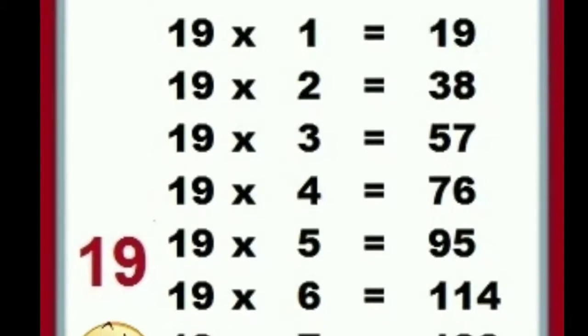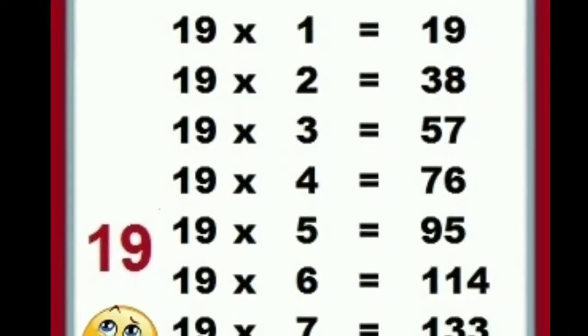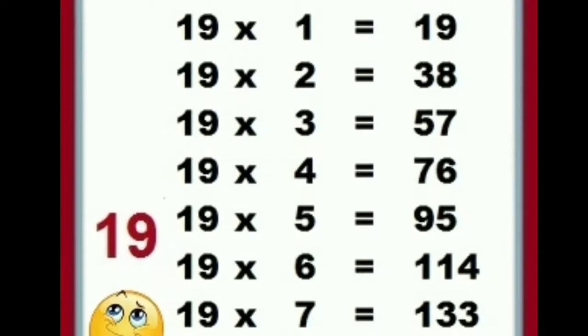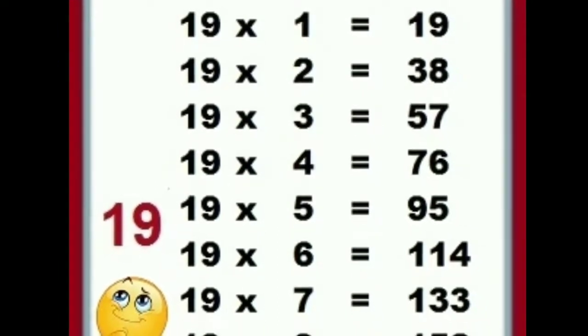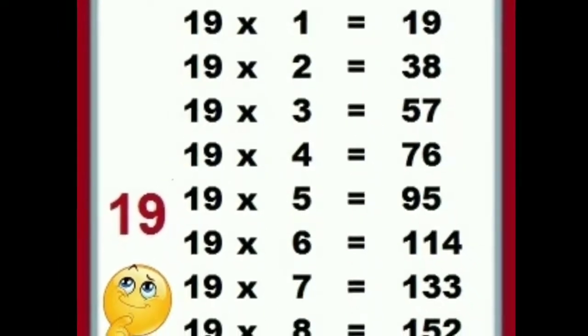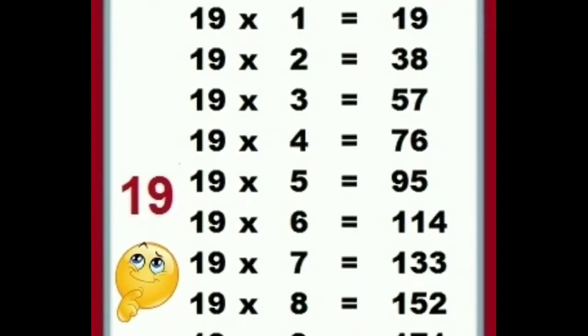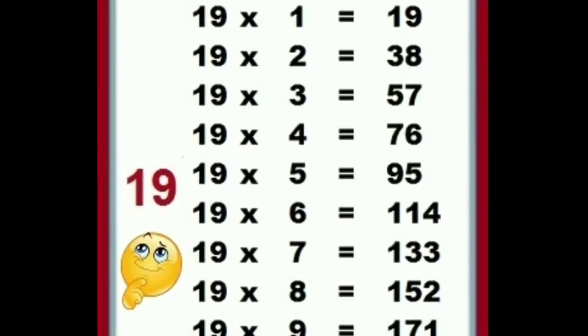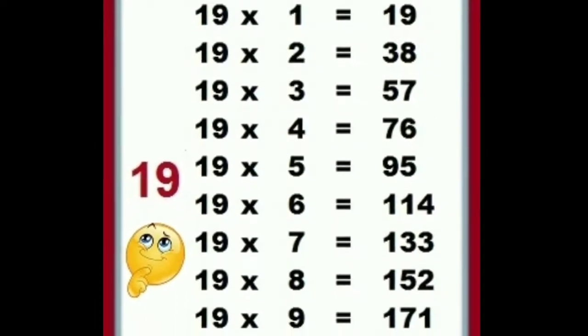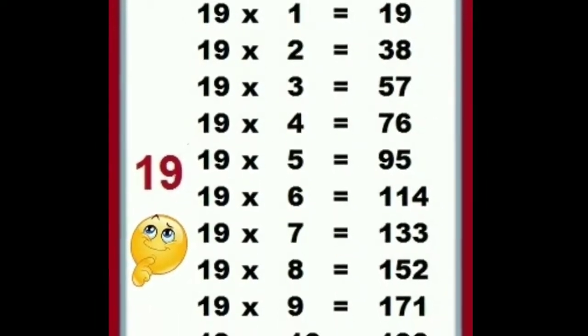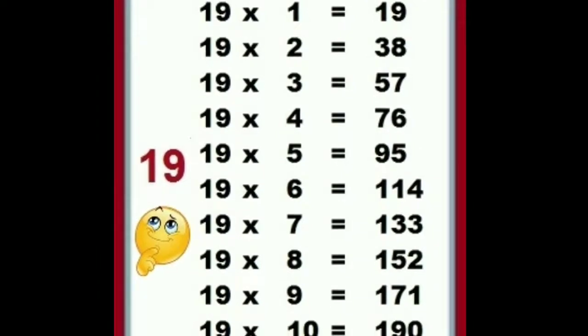Table of 19. 19 ones are 19, 19 twos are 38, 19 threes are 57, 19 fours are 76, 19 fives are 95, 19 sixes are 114, 19 sevens are 133, 19 eights are 152, 19 nines are 171, 19 tens are 190.